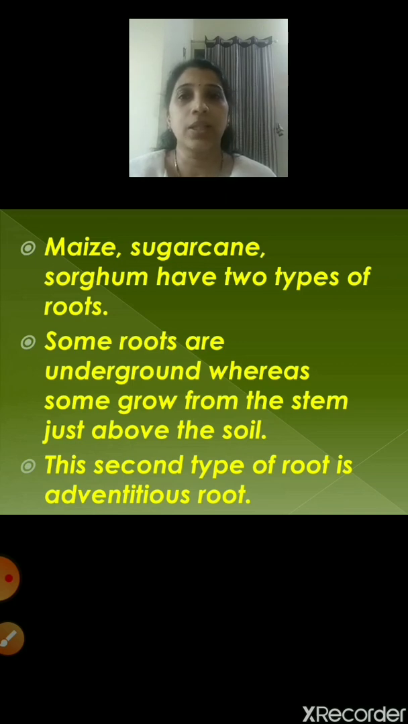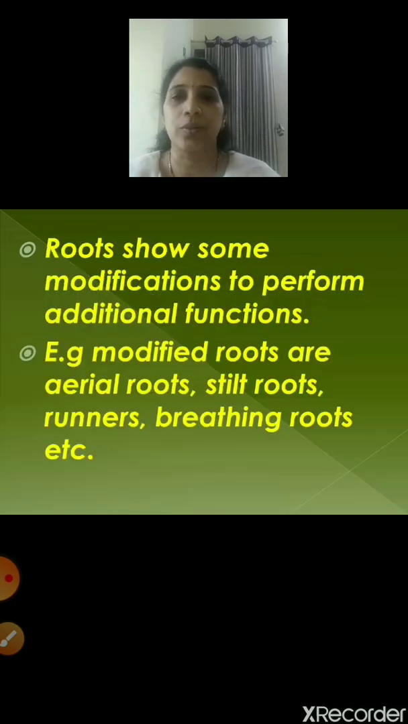Now sorghum means jawar. So in the first chapter you had seen, children, that sorghum is the scientific name of jawar. So can you see that the first chapter and the second chapter are interrelated to each other. Now some roots are underground, whereas some grow from the stem just above the soil. So this second type of root is called the adventitious root.